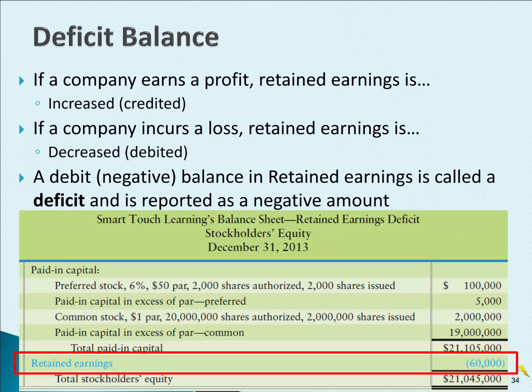So here we're looking at the stockholders' equity section of SmartTouch Learning, their balance sheet. And retained earnings has negative $60,000. So because this is a negative amount, we know that's a deficit amount.